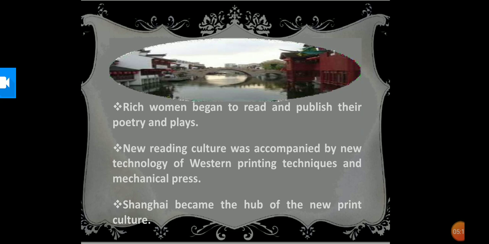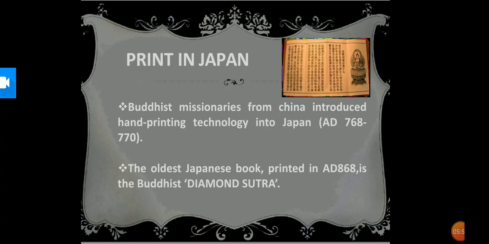So now let us see. Rich women began to read and publish their poetry and plays. The new reading culture was accompanied by new technology. Western printing techniques and mechanical presses were imported in the late 19th century. Shanghai became the hub of the new print culture. You have to remember these things, children.